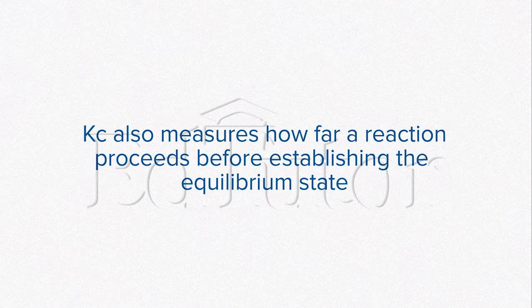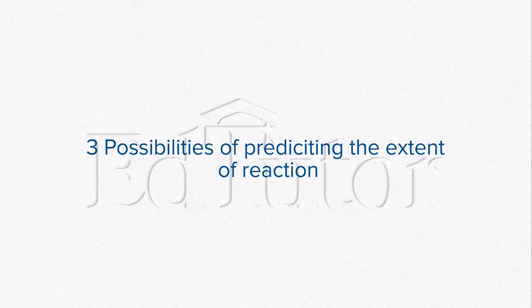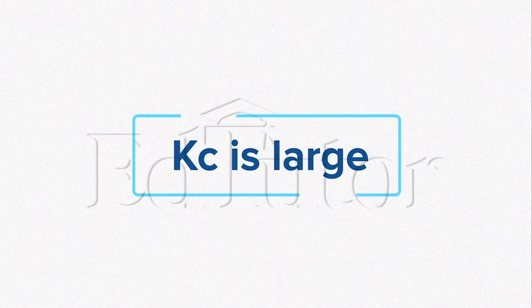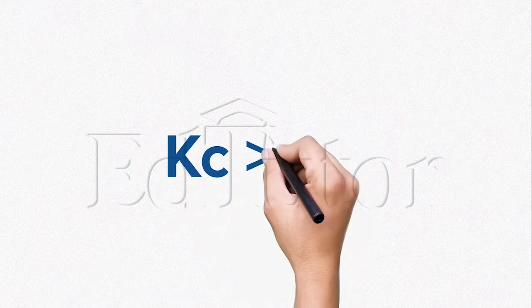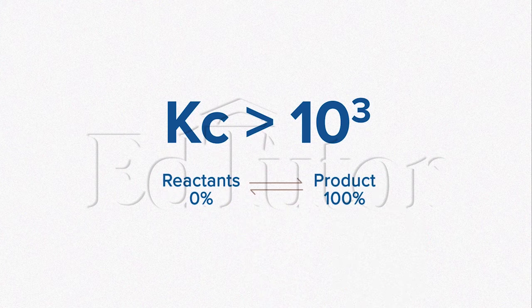Now, to understand clearly, there are three possibilities in predicting the extent of reactions. We begin with the case where the numerical value of Kc is large. In the case of a large value of Kc, usually above 10^3, this tends to indicate that almost the entire mixture contains products and a negligible amount of reactants. This is because most of the reactant has turned into the product, meaning the reaction is almost complete.